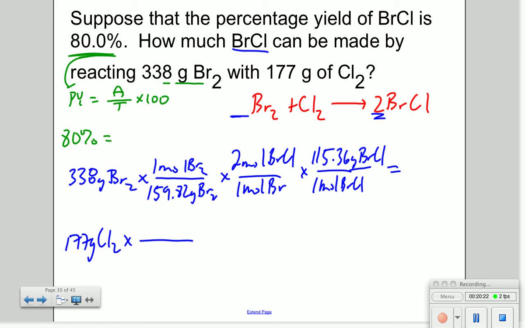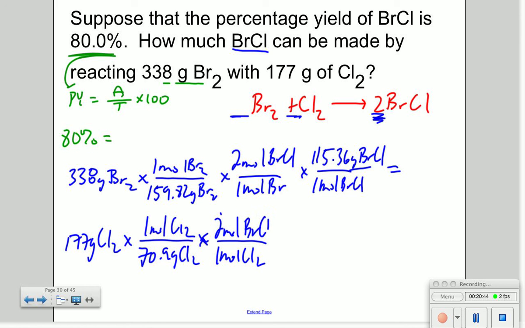Divide by the molar mass to get to moles. I can use the mole ratio now that I'm in moles. That's supposed to be a multiply sign. If I look here, it's a 1. Here, there's my 2 moles. Convert moles to grams.